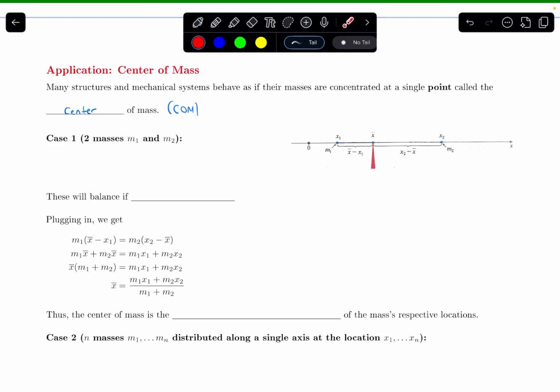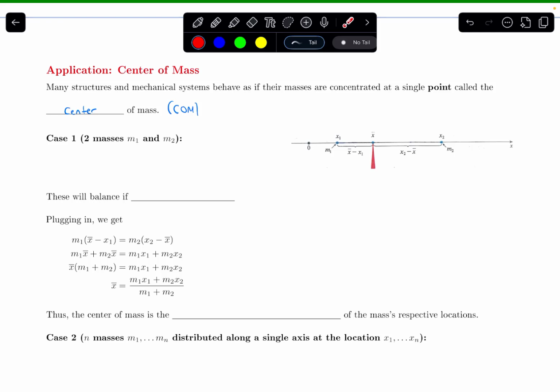Let's first look at the case where we just have two masses. I'm going to place them on an x-axis. At this point, I have an object of mass m1, and at this point, I have an object of mass m2. Somewhere on the x-axis, I have my origin. I'm going to call this x-coordinate x1, and where the second mass is, I'll call that x-coordinate x2.